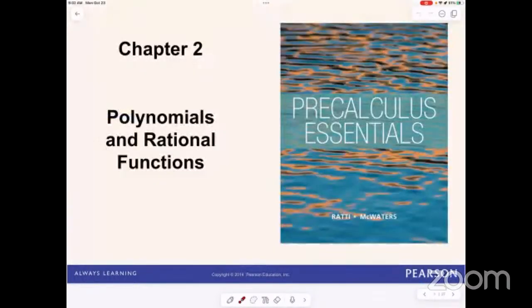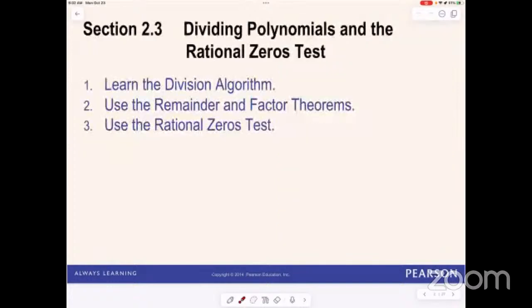All right, so again, this is going to be the last section for chapter 2, polynomials and rational functions. We're going to be working on section 2.3, dividing polynomials and the rational zero test. A few objectives: 1, learn the division algorithm. 2, use the remainder and factor theorems. 3, use the rational zero test.